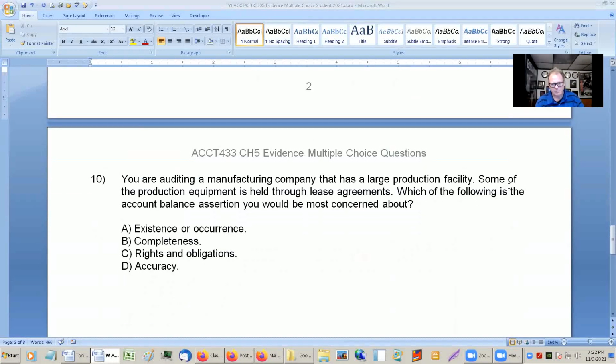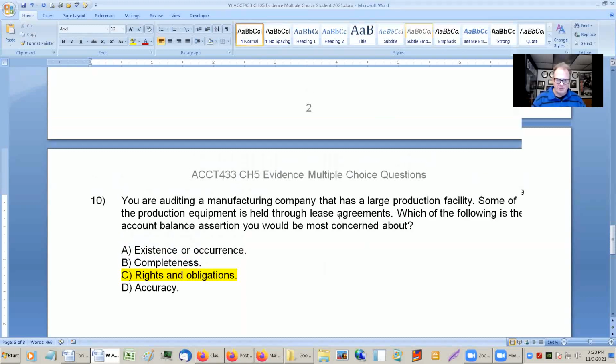Number 10. I liked 10 because there's actually a couple of different things. Rights and obligations is probably the best answer. But there are other ones. If someone picked existence or occurrence, it is possible that those, and the completeness one, can also be looked at through this.